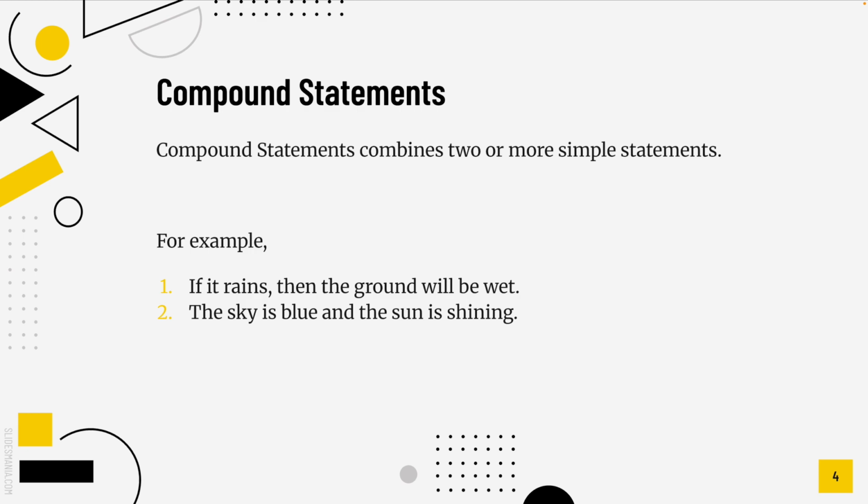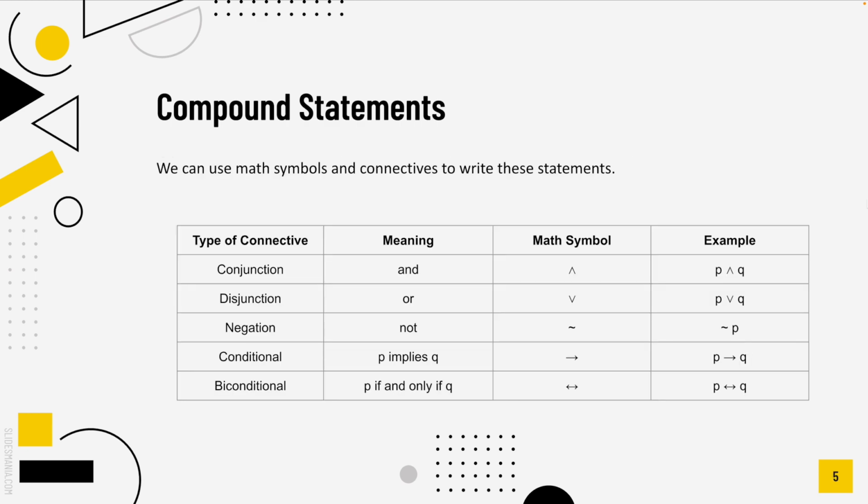For example, we could say, it is raining, the ground is wet. Those are two different statements I've combined with an if-then connective. The sky is blue, the sun is shining are two separate statements I've combined with the connective and. We can use math symbols and connectives to write these statements in symbolic logic.